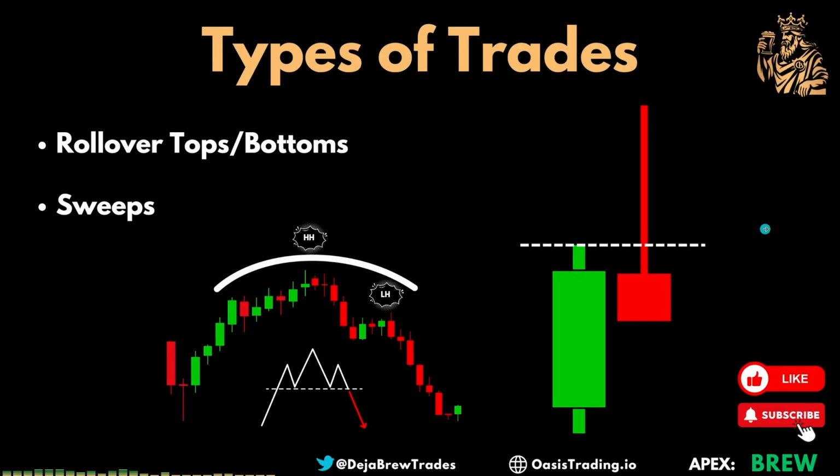So moving on, what type of trades can we look for in these market structure shifts? We can look for rollover tops, rollover bottoms, and we can look for sweeps. Now, obviously, there are many other trading techniques that you can use with market structure, but these are my favorite ones that we're going to talk about today. I'm going to show some exact examples later in this video.